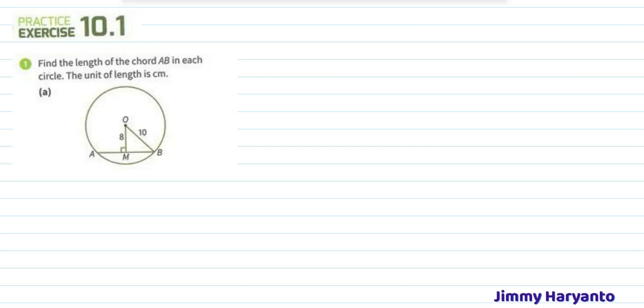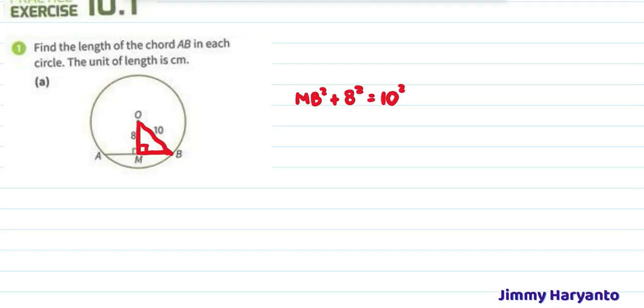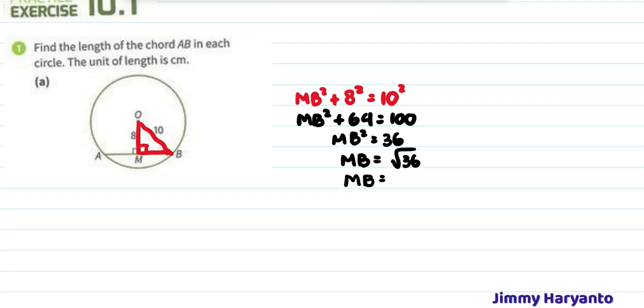Okay, so first we have to take a look at this triangle. It is a right triangle. That means we can use Pythagoras theorem to find MB. So a square plus b square equals c square. That means MB square plus 64 equals 100. So MB square equals 100 minus 64 is 36, and then MB equals square root of 36. That means MB equals 6.